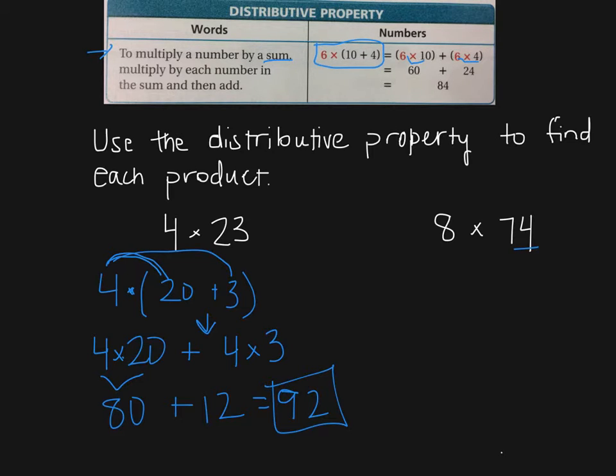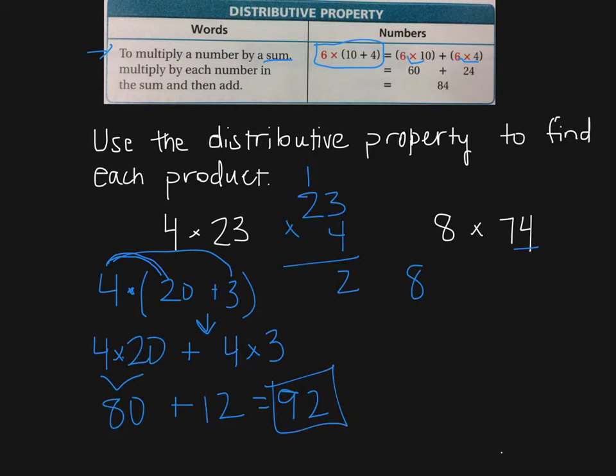as opposed to having to do 23 times 4, and then you have to say, okay, 4 times 3 is 12, and trying to do all that in your head. You can break 23 apart and hopefully do some mental math there. So let's try this next one.